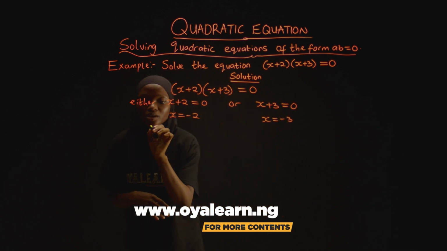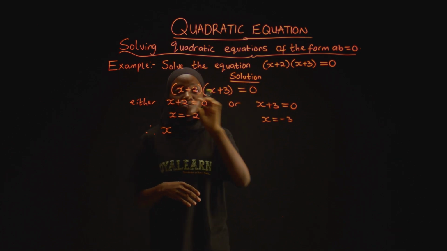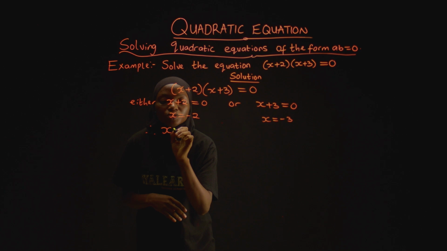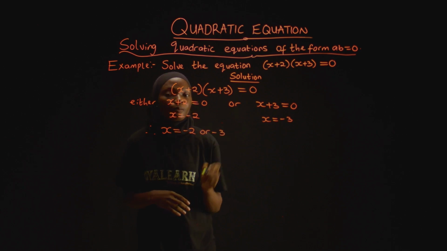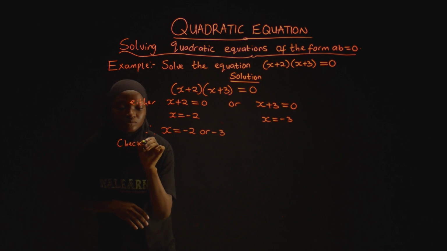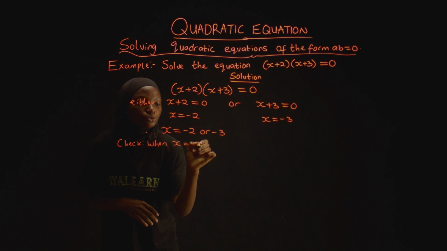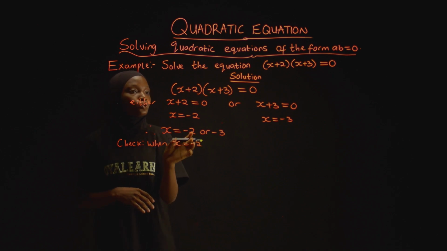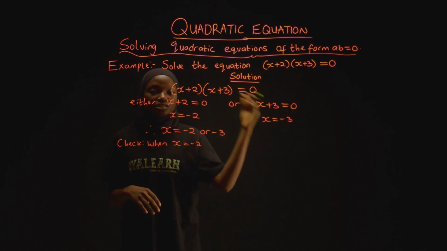So that means, therefore, the value of our x for this equation to be equal to 0 would be -2 or -3. And you can check when x equals -2. Let's substitute x = -2 inside this part of the equation, the left hand side, to check if it's going to give us the right hand side.